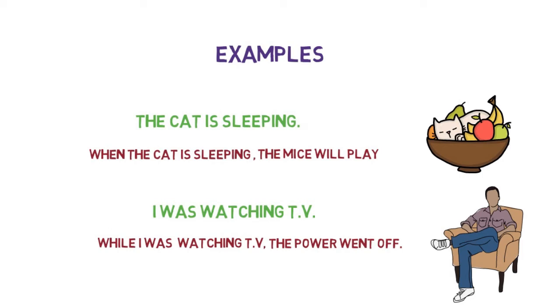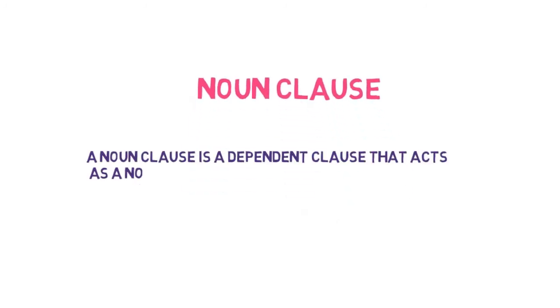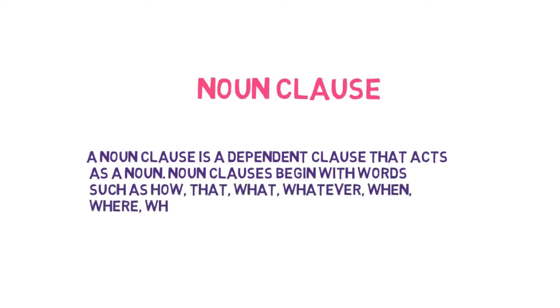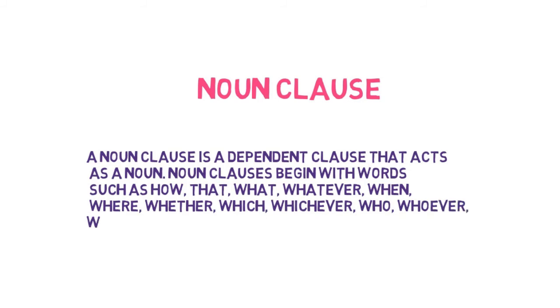There are categories of clauses. We just have to study the first category, that is a noun clause. A noun clause is a dependent clause that acts as a noun. Noun clauses begin with words such as how, that, what, whatever, when, where, whether, which, whichever, who, whoever, whom, whomever and why. Don't worry, my dear children. You just have to identify a noun clause from a sentence.